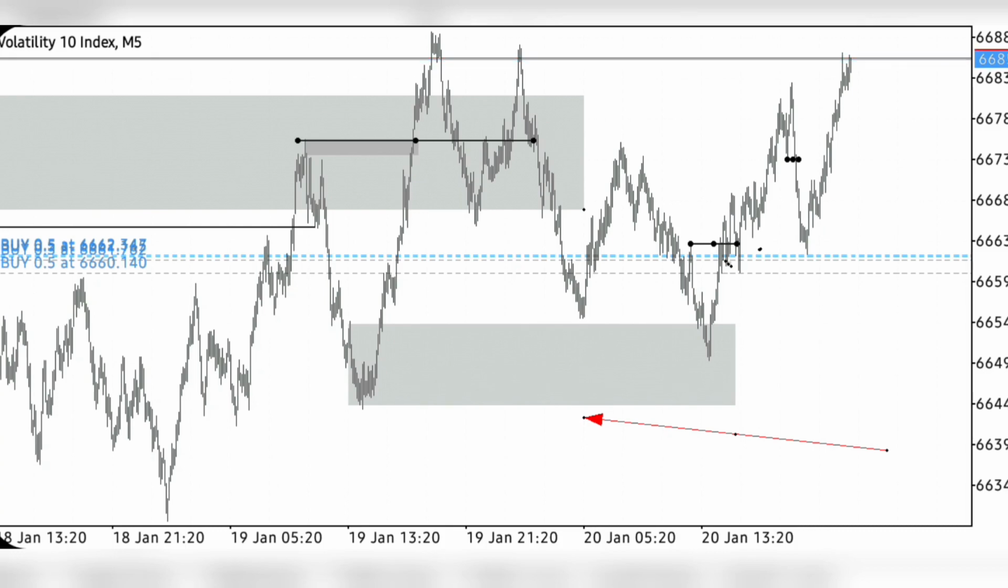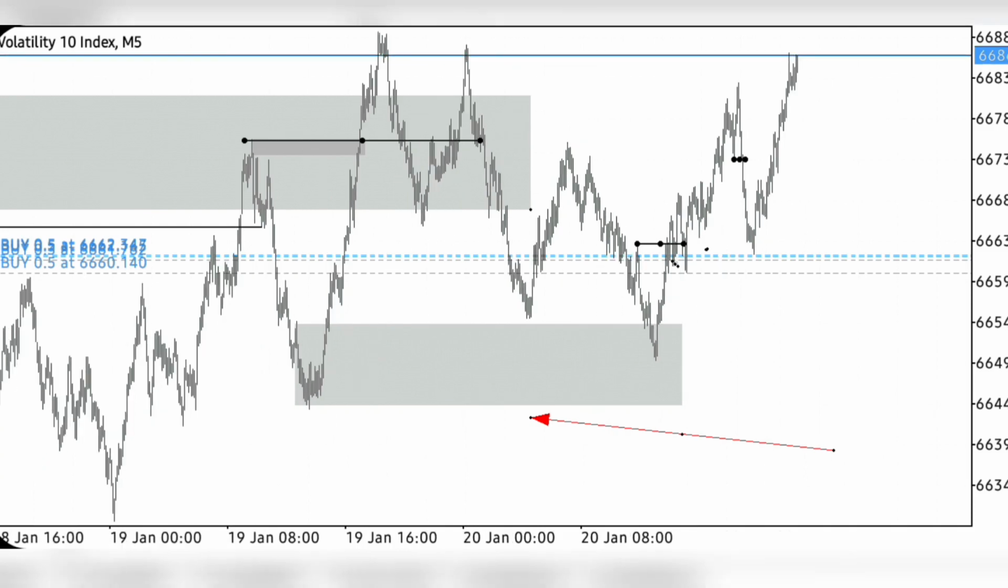So that's just it, guys. Just check out for all this entry confirmation and enter the market. It's going to serve you better, and then you're going to be profitable at the end of the day.